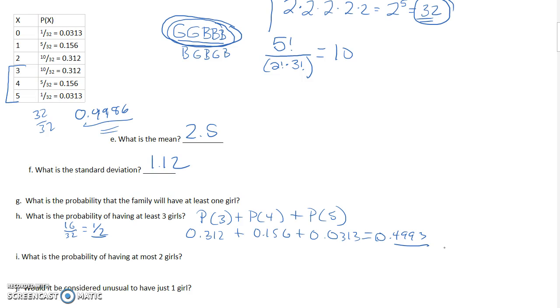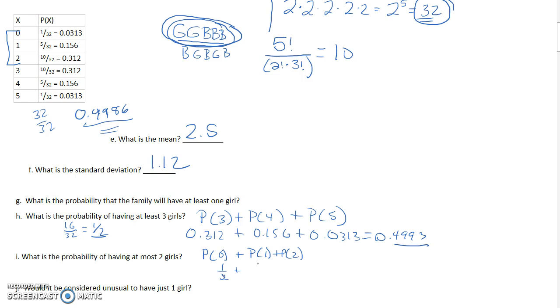The next question says, what's the probability of having at most 2 girls? This is a challenging one, but again, you need to think about what those words at least and at most mean. At most 2 girls means up to and including. Now, just for the sake of doing something different, I'm going to add the fractions this time. So the probability of at most 2 girls is the probability of no girls, 1 girl, or 2 girls. Having 0 girls would be 1 out of 32.